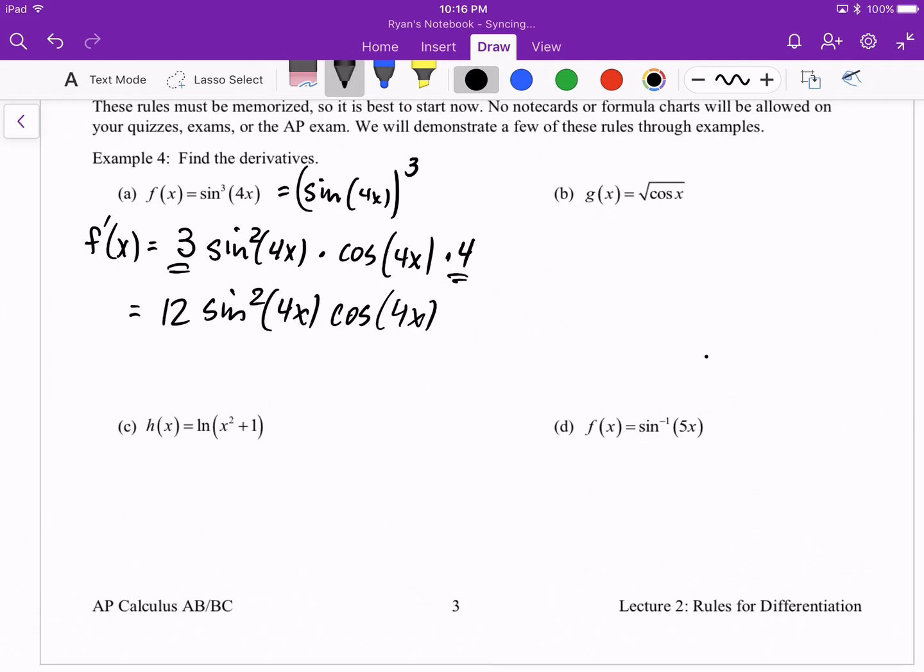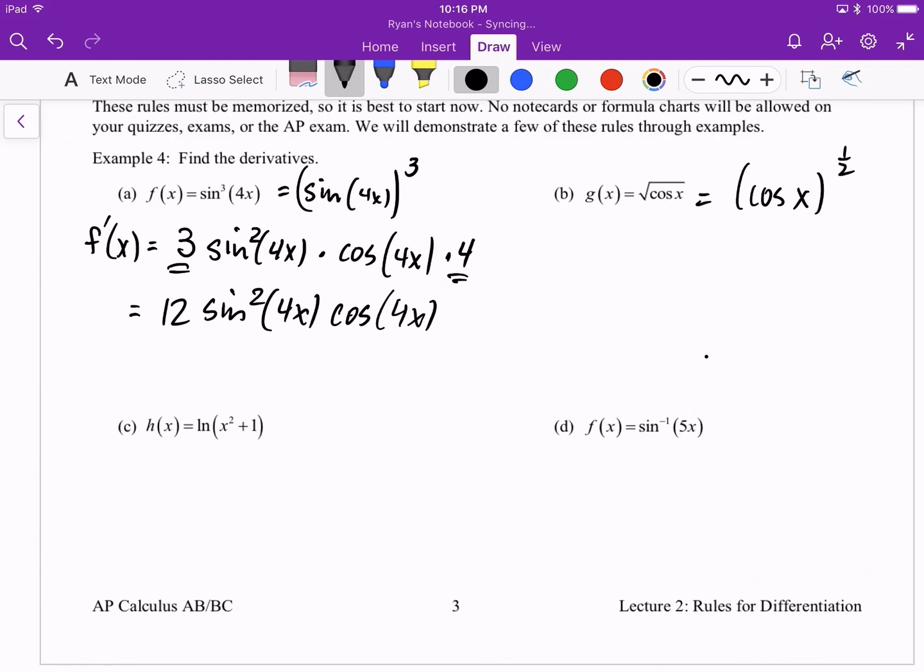Okay, example B says the square root of cosine of x. This again is a chain rule problem because cosine is inside of the square root. Remember, anytime we see this square root, we're going to want to rewrite it so that it makes a little bit more sense. So I'm going to rewrite it as (cosine of x)^(1/2).